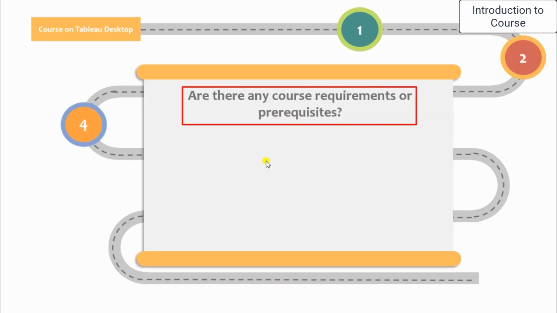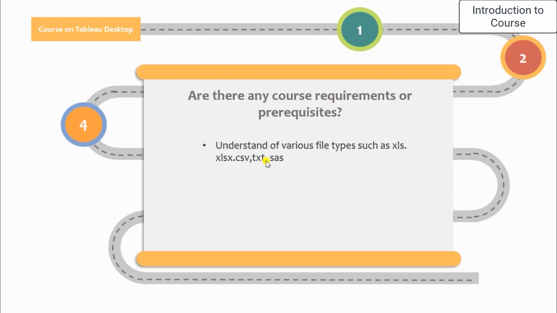Followed by what are the course requirements or prerequisites. Like I mentioned earlier, you need to know Word, Excel, PowerPoint and keyboard and mouse usage. But that's not the only requirement. You need to understand the different file types: XLS, XLSX, CSV, text formats and SAS. In fact, the .sav format also is desired and expected, but that might not essentially be needed, because out here most of the files that we'll be working on will mostly be in XLS, XLSX or CSV format.